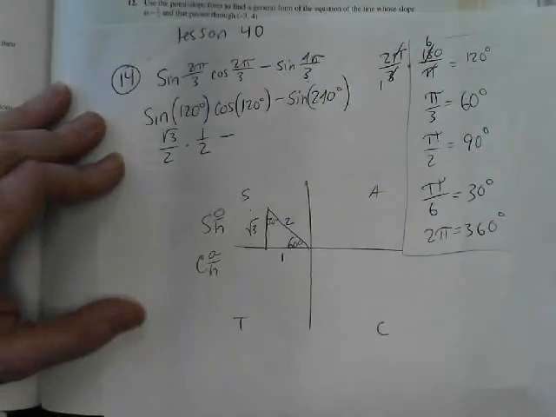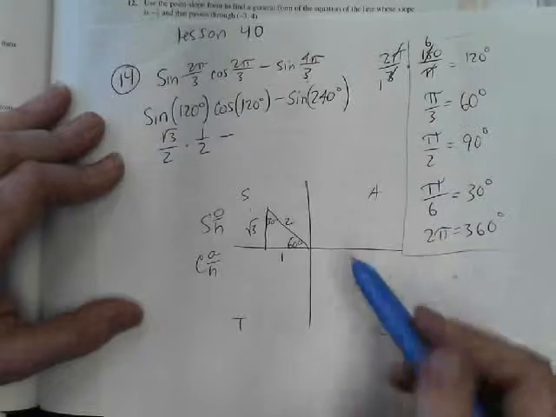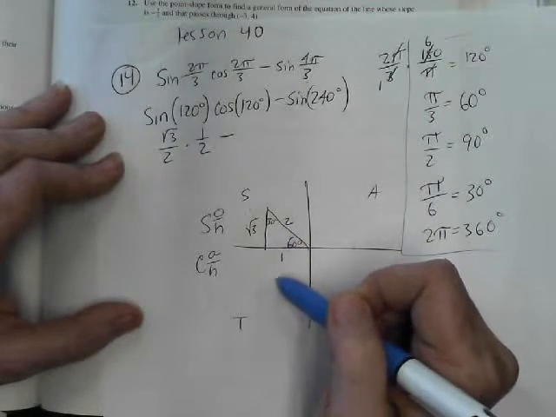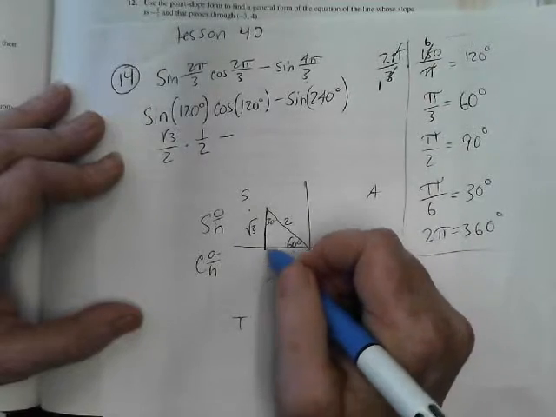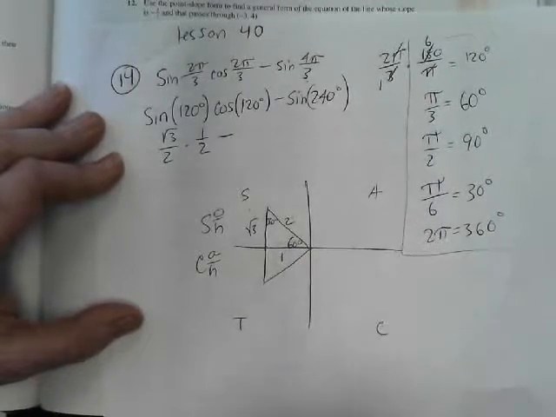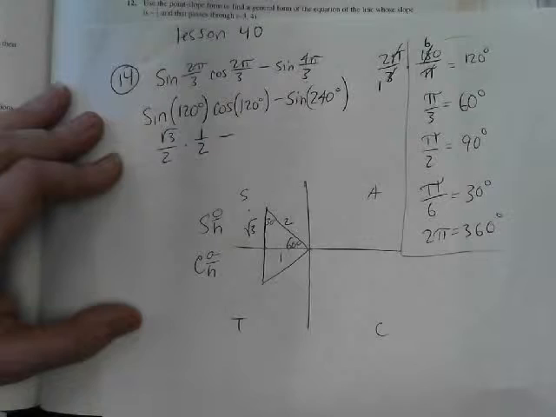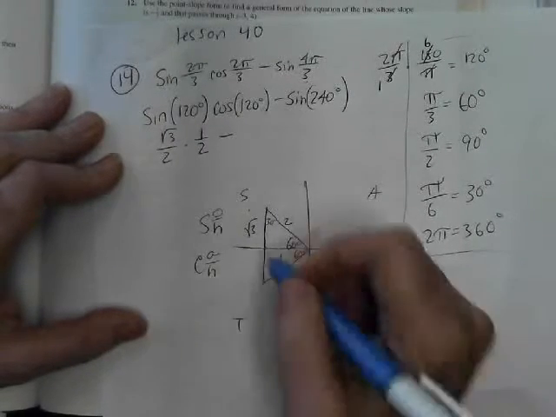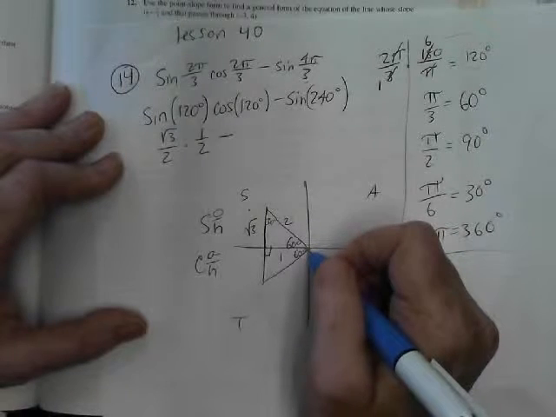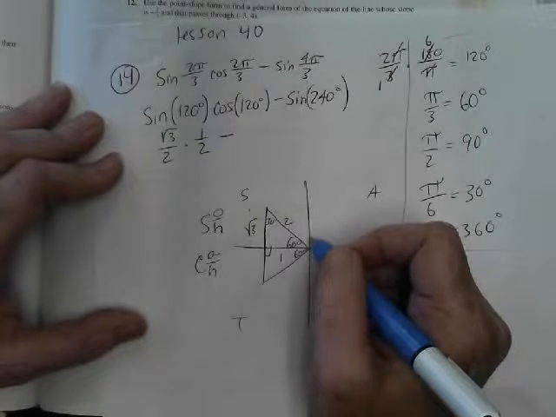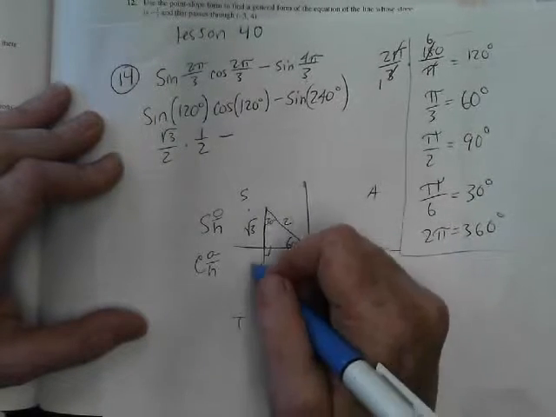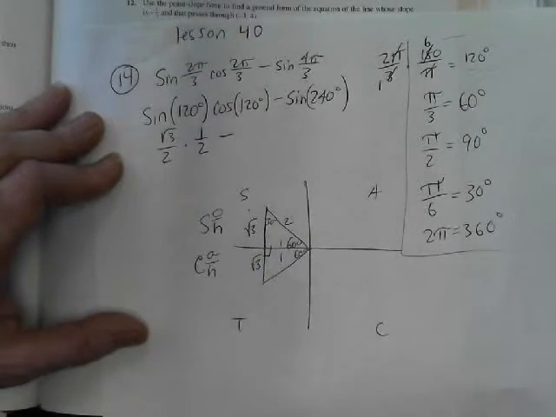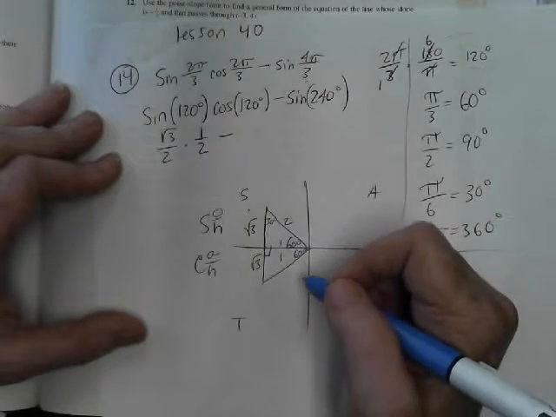Minus sine of 240. That's 180, that's 270, so 240 is over here somewhere. If that's 240, I guess that's 60 right there, isn't it? So then that's root 3, that's 1. My triangle's not drawn to scale, and that's 2.